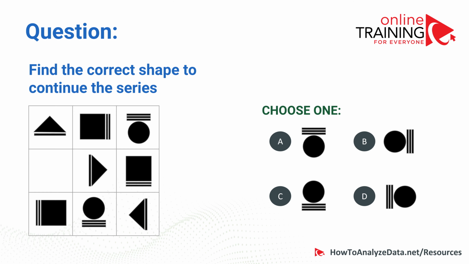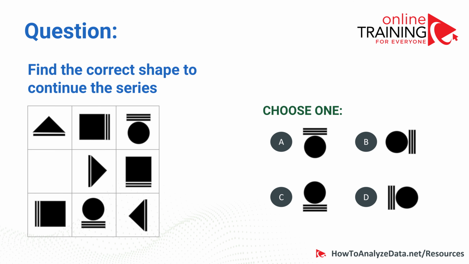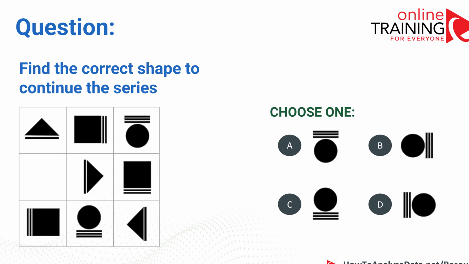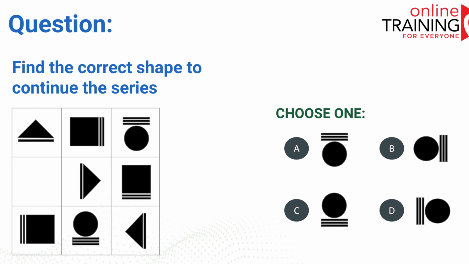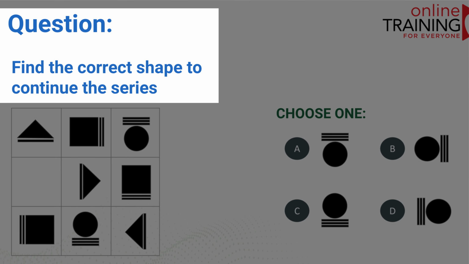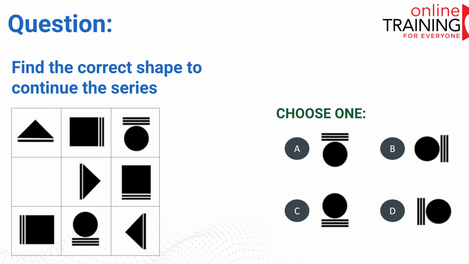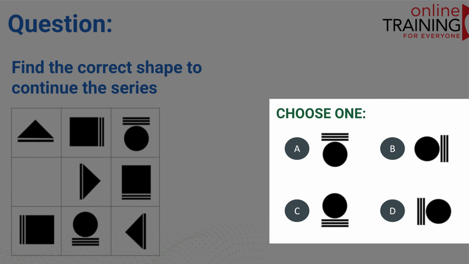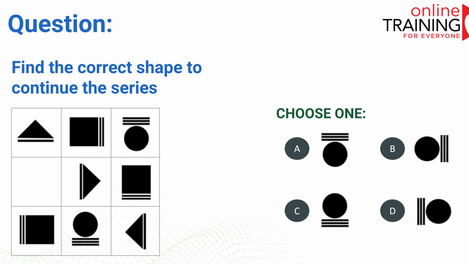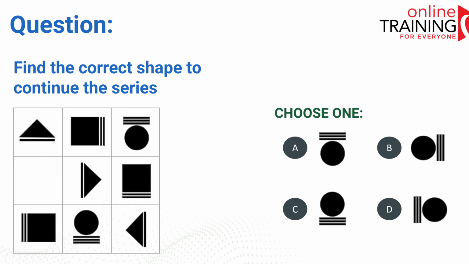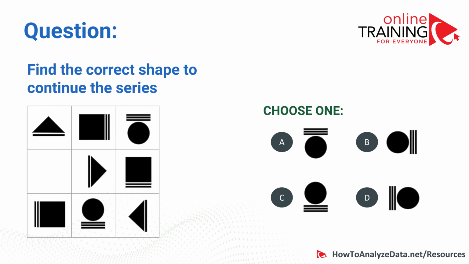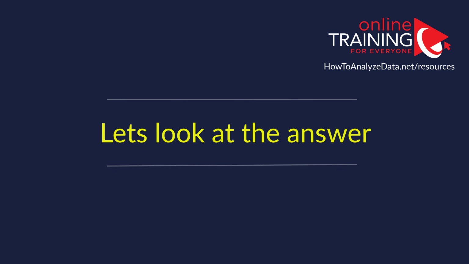Now let's look at the very complex question which you see a lot during logical reasoning tests, psychometric tests, and numerical reasoning tests. Find the correct shape to continue the series. And what we have here is a 3 by 3 matrix with 8 shapes populated and 1 shape missing. There are 4 choices as usual, but in order for you to calculate the right shape, you need to determine the pattern. And in fact, there are 2 patterns here on this screen. Can you figure it out? Do you know what the right answer is?